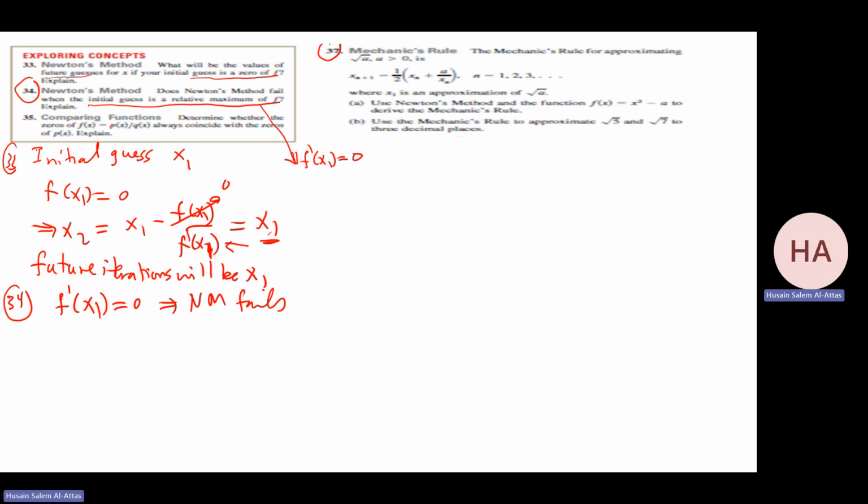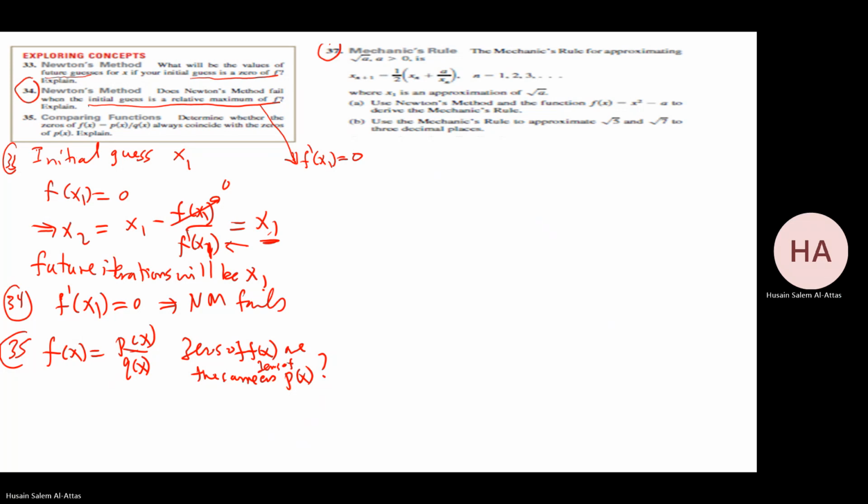Determine whether the zeros, if we have a function f of x equal p of x over q of x, are the same as the zeros of p of x. The answer is no. Example, take this one. This is p of x over q of x.